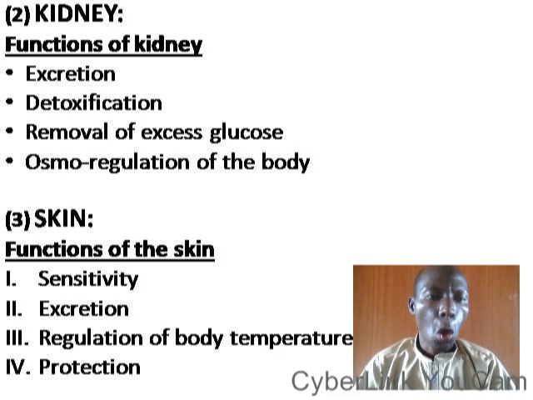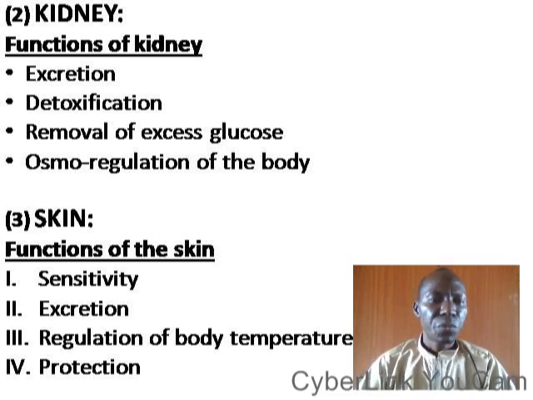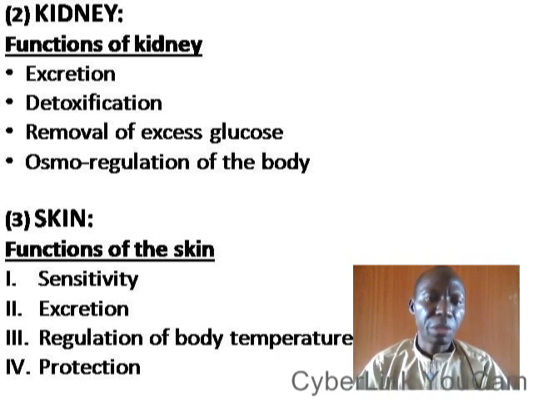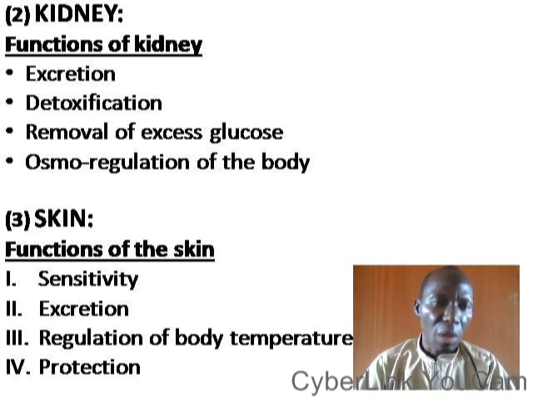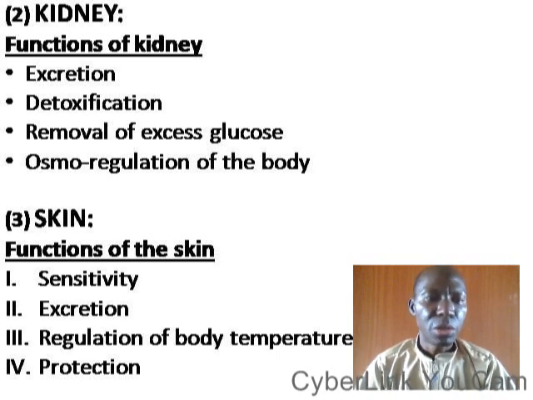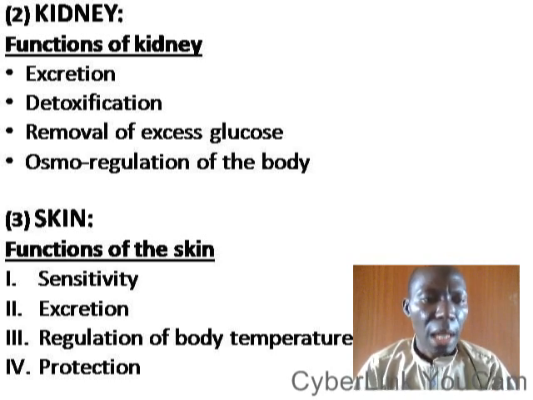The next one is osmoregulation of the body. What is osmoregulation? Osmoregulation is the balancing of water and salts in the body of the farm animal. Water must not be too much or too low in the body of the animal, and the salt as well must not be too low or too high in the body of the animal. The two must balance well.